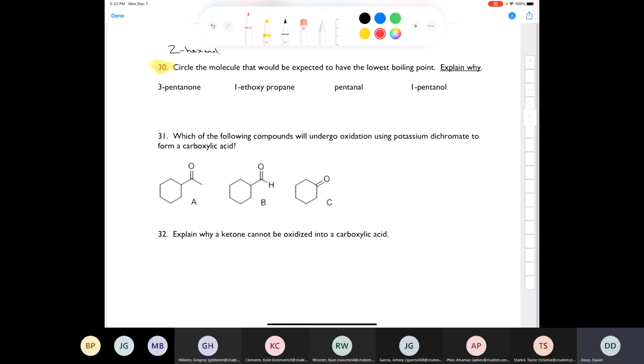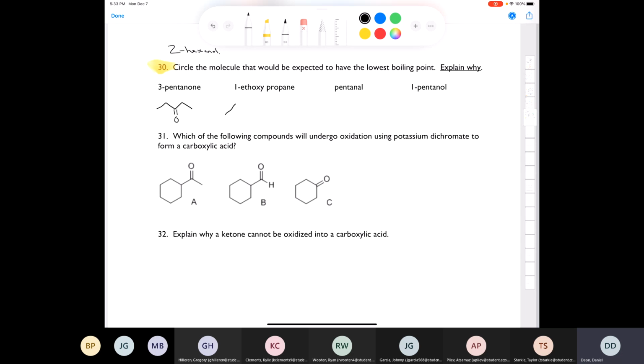Okay, let's start with question number 30. It asks us to circle the molecule that would be expected to have the lowest boiling point and explain why that would be. Well, let's start by drawing them all out. So we have 3-pentanone. We have 1, 2, 3, 4, 5 carbons. On the 3rd carbon, we'll have a ketone. So that's 3-pentanone.